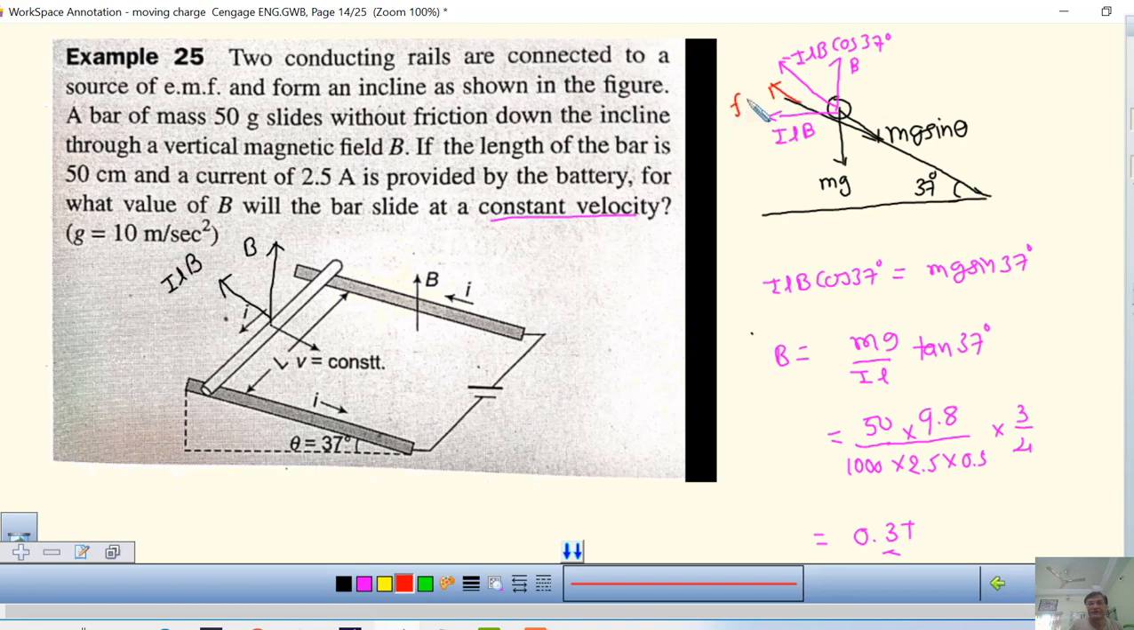And this is Fs. And what is Fs? Mu s into N.